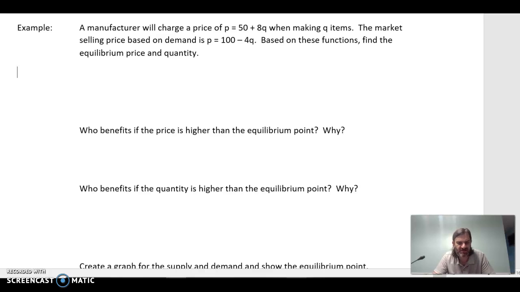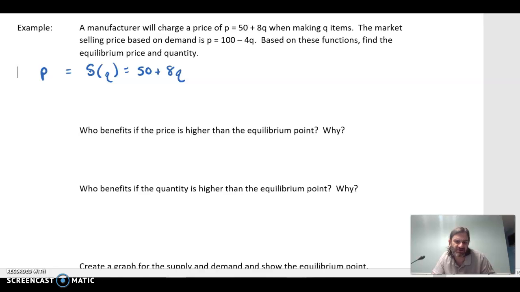So, example. A manufacturer will charge a price of P equals 50 plus 8Q when making Q items. So that's the supply. So the supply of Q items is 50 plus 8Q, and that's going to give us a price, what the supplier wants to charge if it makes Q items. So if it makes just a few, it'll probably charge a lot, but if it makes a lot of them, it will not charge as much because they're going to make the money off of quantity.